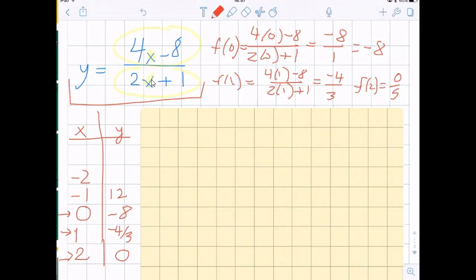Okay. What about -2? If I put -2 in here, I'm going to get -2 times 4, which is -8, minus 8, which is -16. So I get -16 on top. And then on the bottom, I'm going to get -2 times 2, which is -4, plus 1, which is -3. -16 divided by -3 is +16 divided by +3. So it's just 16/3. Again, we get an ugly fraction that maybe you don't know exactly the value for, but that's okay.